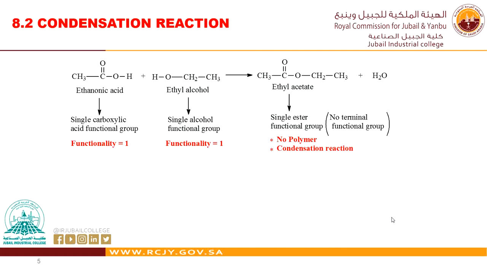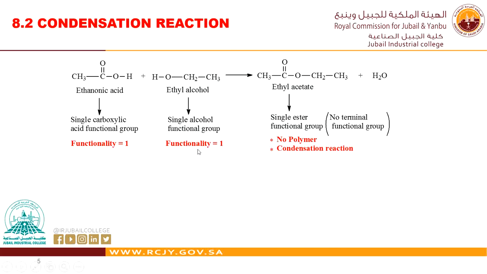So let's look at 8.2. 8.2 talks about condensation reaction. Condensation reaction is the reaction in which 2 monomers react to give a molecule and eliminate what? Water. So in this reaction, water is eliminated. If you look, this is ethanoic acid. The functionality is 1 because it has one acid group. So the organic acid group, the functionality is equal to 1. This one has ethyl alcohol. It has 1 alcoholic group, so the functionality is equal to 1.